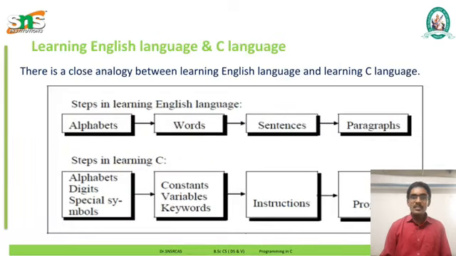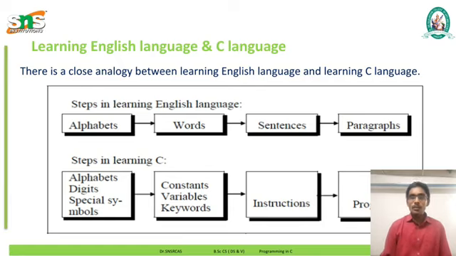And now the comparison between the English language and the C language. There is a close analogy between learning English and learning C language. From the diagram itself, you can understand that learning English starts from alphabets, like A, B, C, D, etc. From alphabets, you can learn words. Once you have learned words, from words you can learn sentences, and from sentences you can learn paragraphs.